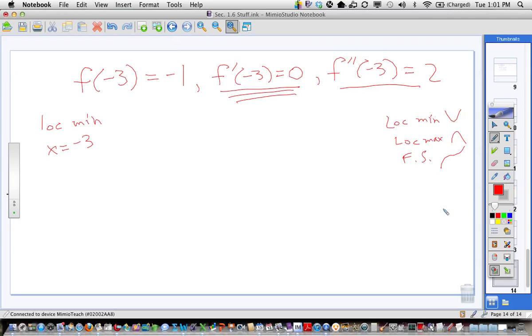That right there. Because look, a local minimum is concave up. A local maximum is concave down. A flat spot isn't either one. That's how you can do it. That actually has a name. That's actually called the second derivative test.